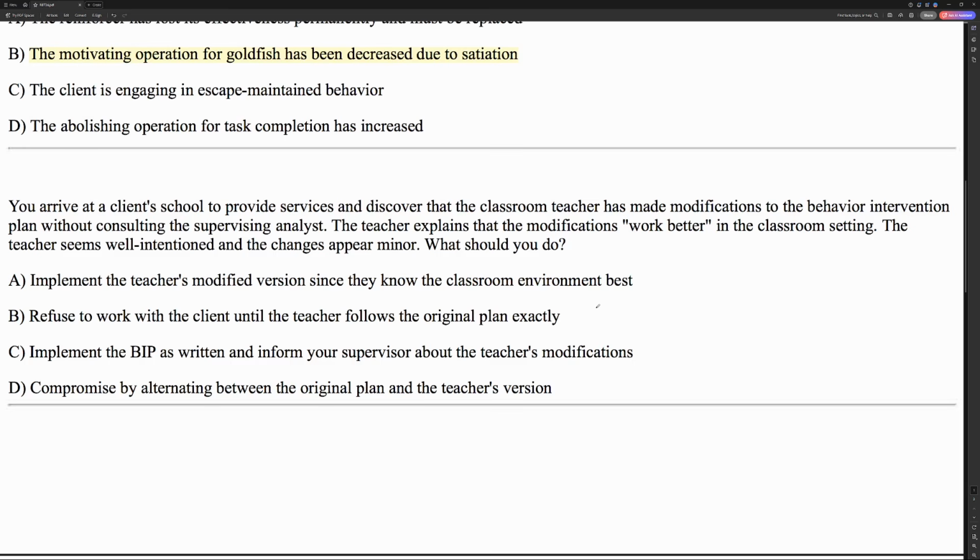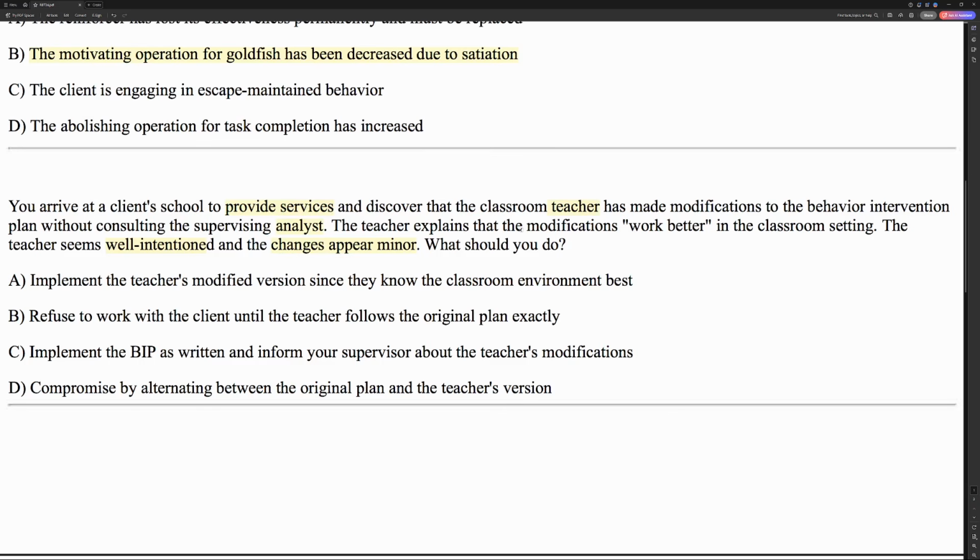So in this case, if you go to provide services and you see that your behavior plan has been modified by the teacher without consulting the analyst, that's an issue, right? And that's an issue for the BCBA, because the BCBA wrote that treatment plan a certain way, trained you a certain way, and it was implemented a certain way. So now you're in a tough spot because it's a well-meaning teacher, right? Small changes, but it's not what you were trained to do. It's not what the behavior analyst wrote.